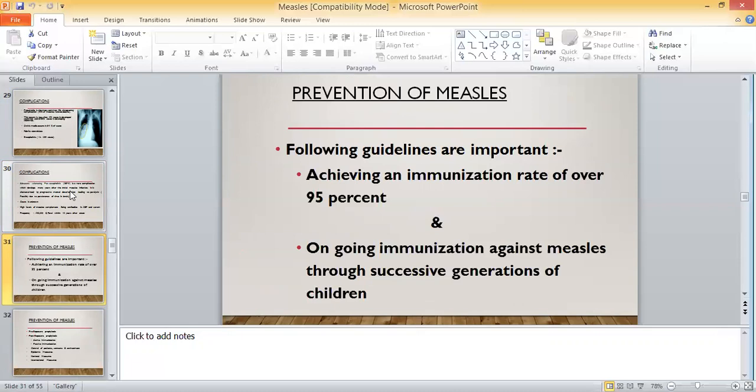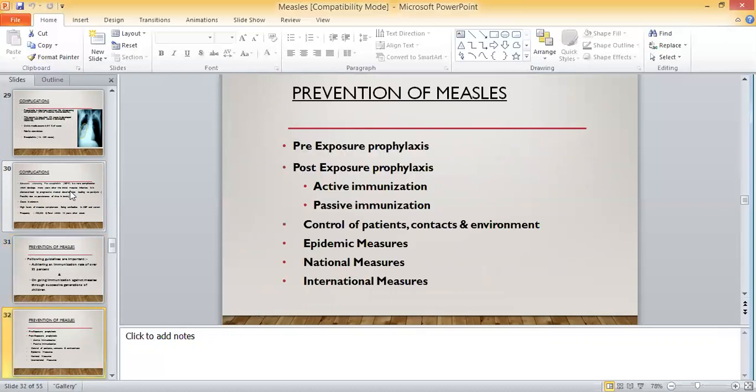Prevention of measles is very important for breaking the transmission and for the elimination and eradication of the disease. Worldwide, they are planning it after polio. So following guidelines is important: achieving an immunization rate of 95%, maximizing the first achieved immunization of 95% and ongoing immunization against measles through successive generations of children, which in Pakistan is done through the EPI program, the Expanded Program on Immunization.